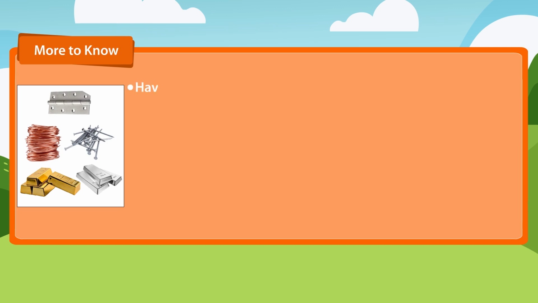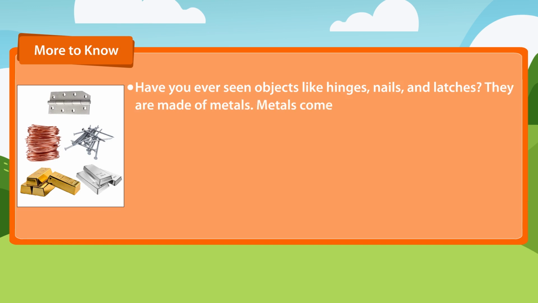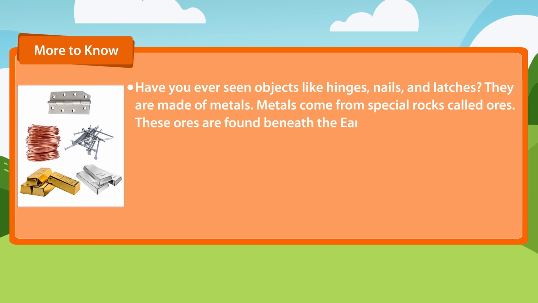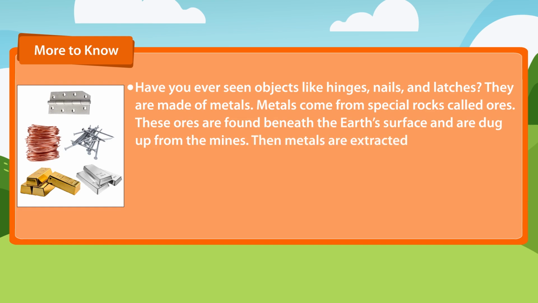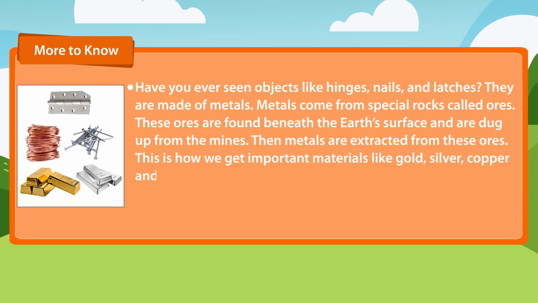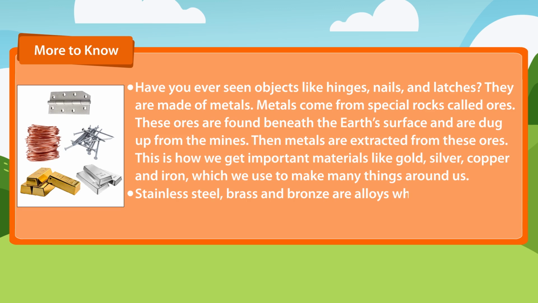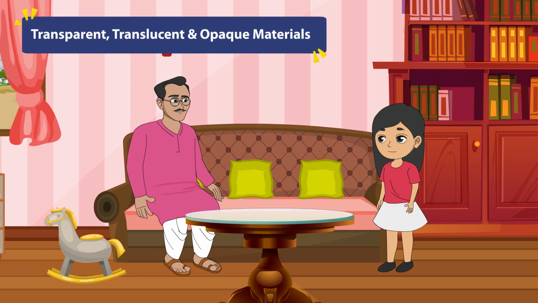More to know. Have you ever seen objects like hinges, nails, and latches? They are made of metals. Metals come from special rocks called ores. These ores are found beneath the earth's surface and are dug up from the mines. Then metals are extracted from these ores. This is how we get important materials like gold, silver, copper, and iron, which we use to make many things around us. Stainless steel, brass and bronze are alloys, which are mixtures of metals.